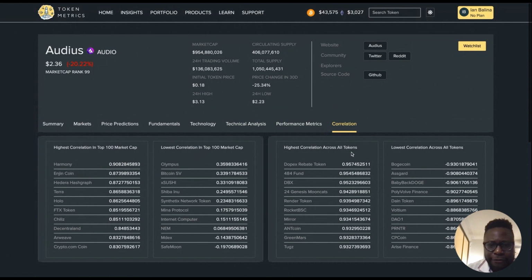Then, if you like, we have this as well for all tokens across the whole market. Right. So this is essentially what it looks like. You can now add tokens to your watch list as usual. But let's now go to indices.